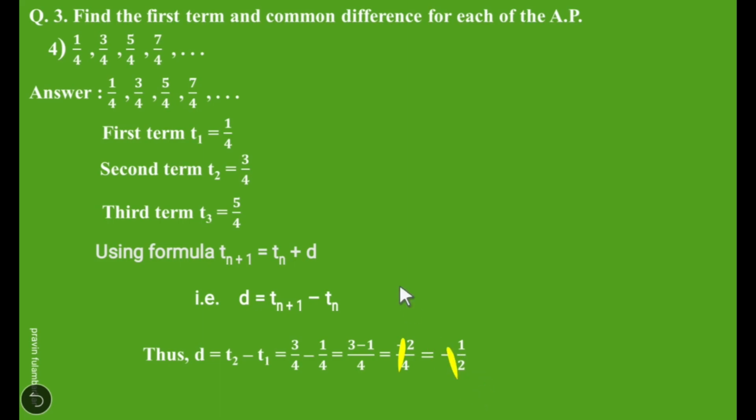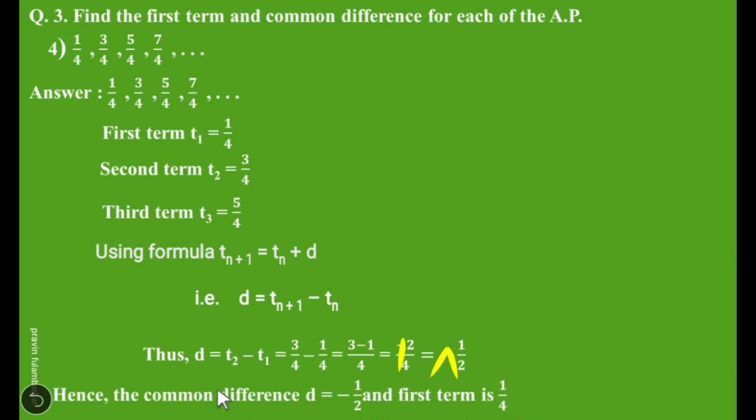So instead of minus 2 by 4, we have to write plus 2 by 4. In this way we find the common difference d equals plus 1 by 2 and the first term is 1 by 4. So in this way we complete exercise 3.1. In the next part we will see the nth term and problems based on that.